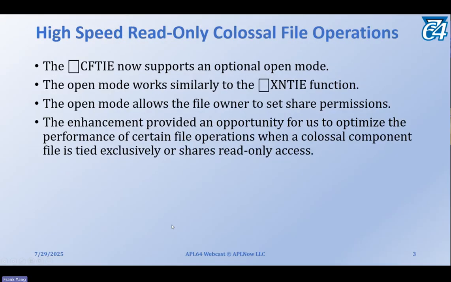One of our users asked whether we can add an optional open mode argument to the ⎕CF type function, similar to the ⎕AF type function. The open mode argument enables the file owner to grant specific file access permissions to other users or processes. For example, the owner of the file can have read and write permission, but only grant read permissions to others, or specify read-only permission for the owner and others.